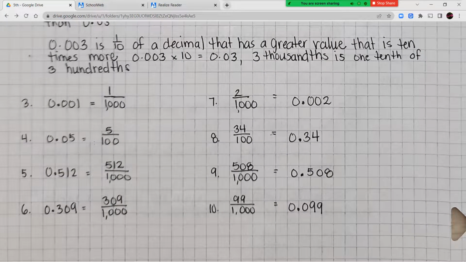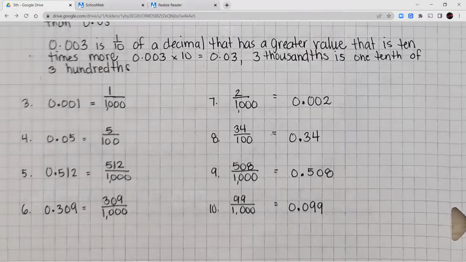For numbers 3 through 10, we're finding the equivalent decimal or fraction form. So 0.001 is 1 out of 1,000 because it's in the thousandths place. 5/100ths, because it's in the hundredths place, is 5 out of 100. 512 thousandths, remember you always read based on the last place value, is 512 out of 1,000 total parts. 309 thousandths is 309 over 1,000. 2 over 1,000 is 2 thousandths.